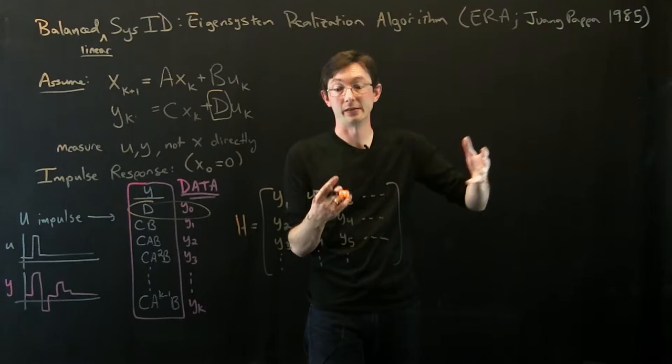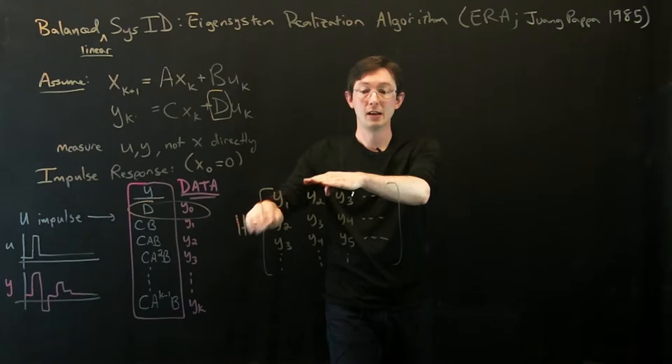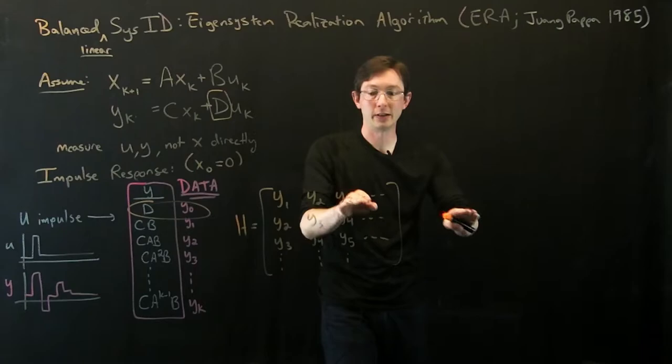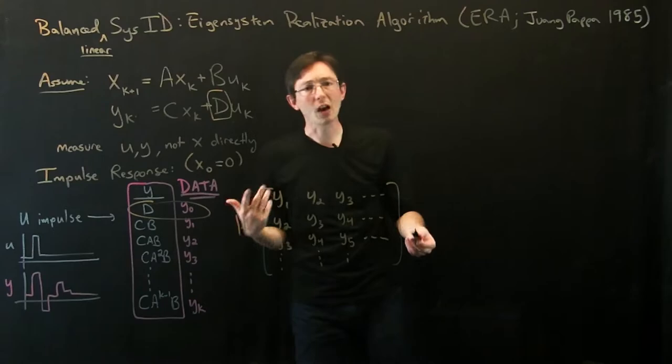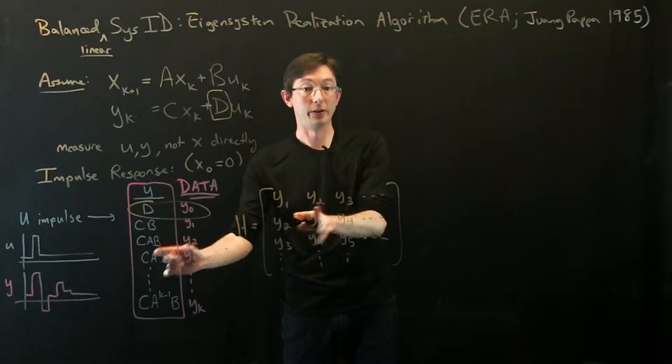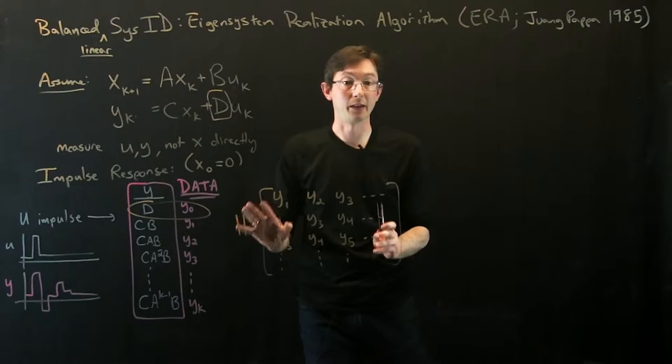But this is basically just your time series of measurements in a row, and then you shift them over one delta T, that's your next row, you shift them over delta T, that's your next row, and so on and so forth. So this is a big matrix. Of course, you could write this in terms of CB, CAB, CA squared B, and so on. You could write this in terms of the unknown system, but for now, I just want to be very clear, this is data. Okay, this is a data matrix H, a Hankel matrix.